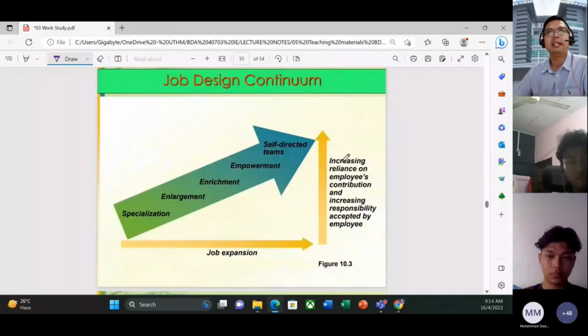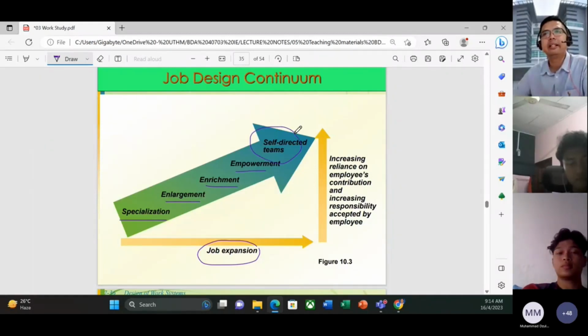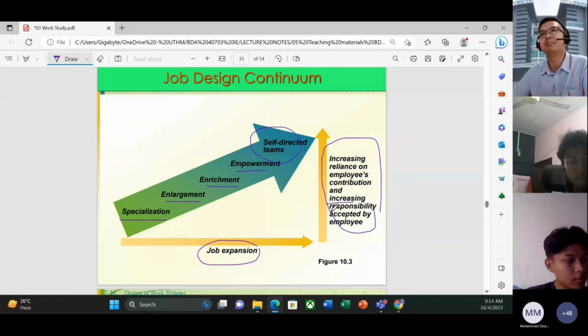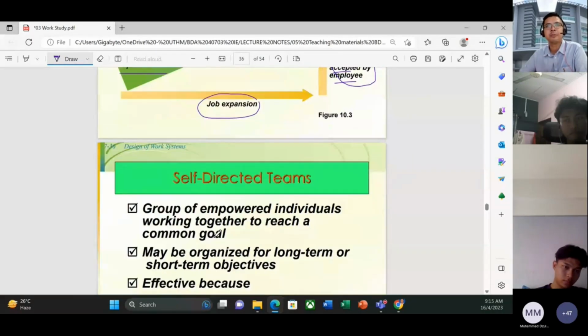And then the job design continuum. When we expand the job from specialized to enlargement, from enlargement to enrichment, to empowerment, and onto the self-directed team, we increase the reliance on the employee's contribution and also the responsibility accepted by the employee.